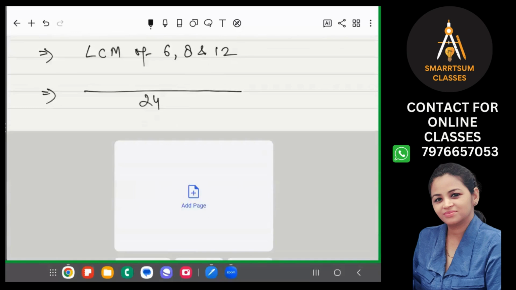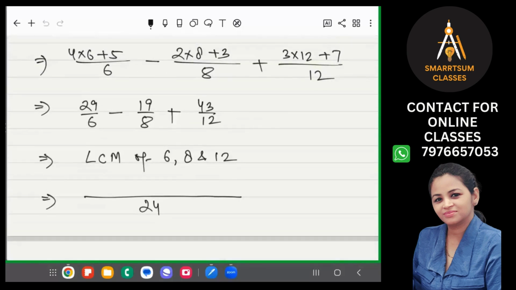Now we will write the numerator directly. So now look here. This is 29, so we will write 29 as it is. Now we will multiply this 29 with the number which you will get by dividing 24 with 6. When you divide 24 by 6, what will you get? 4, right? So we will multiply 29 with 4.